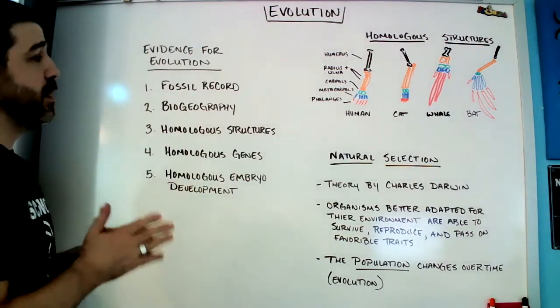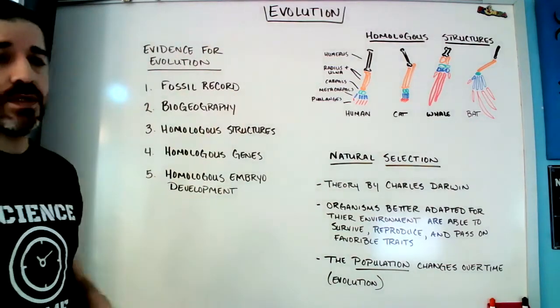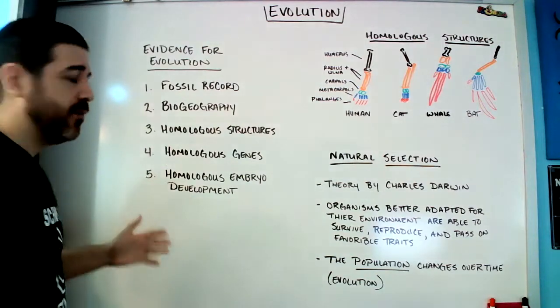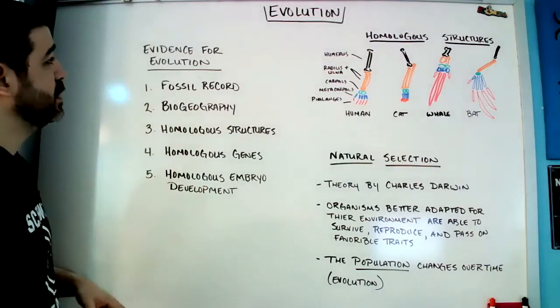All right, so evolution, by far, one of the most recent things we've actually covered. Multiple parts to this, but the first thing we're going to start with is the evidence for evolution, right? 5 main components to this particular section of this unit.